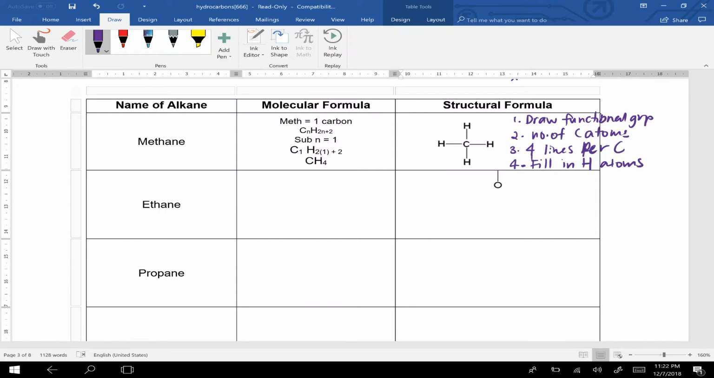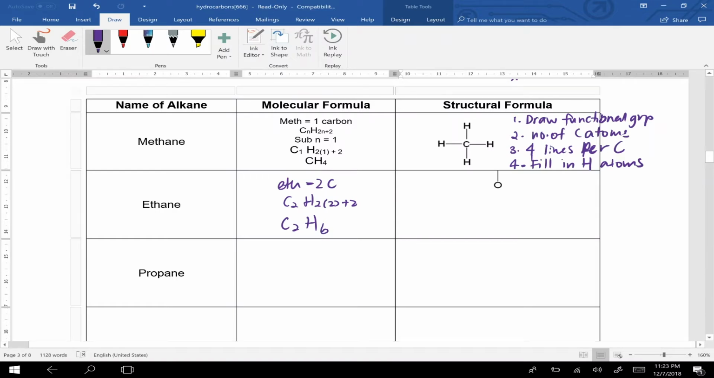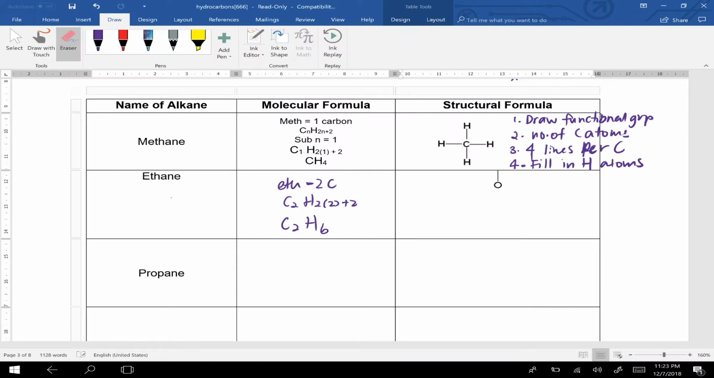Okay, so now let's look at what I mean by this. We will use ethane. Ethane has 2 carbons, so the formula is CnH2n+2, which is C2H6. Okay, so ethane is C2H6. So first I draw out the functional group. For alkane, there is no functional group. So because there's no functional group, we will skip the first step.